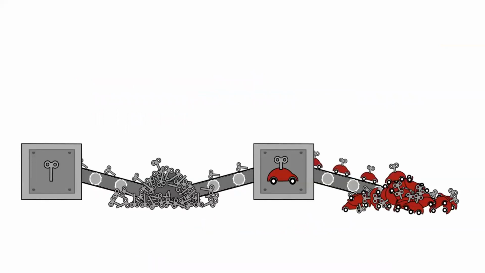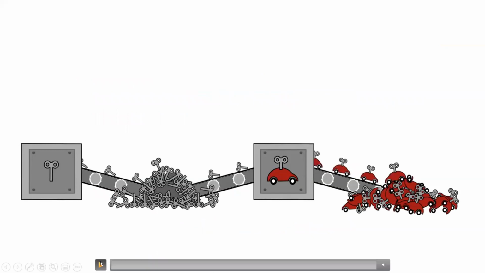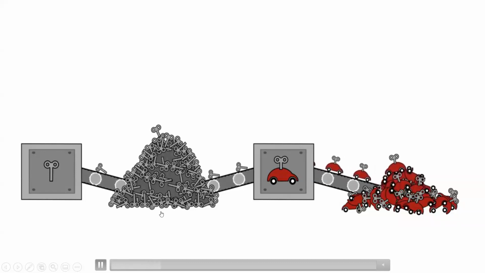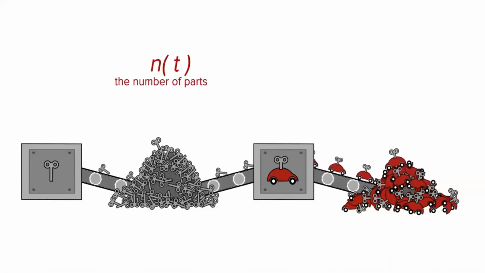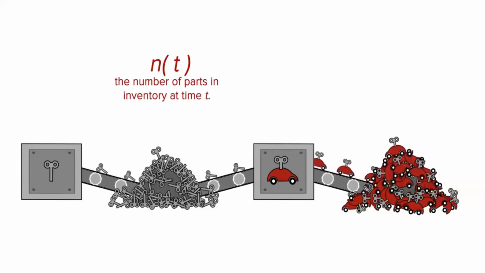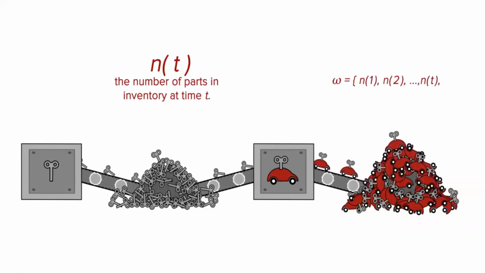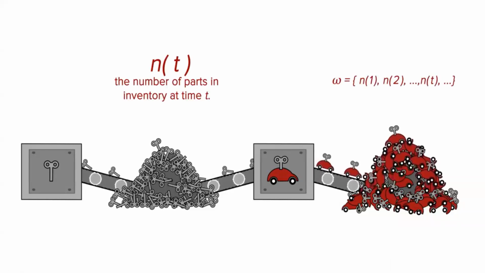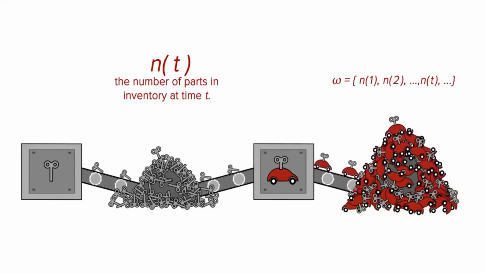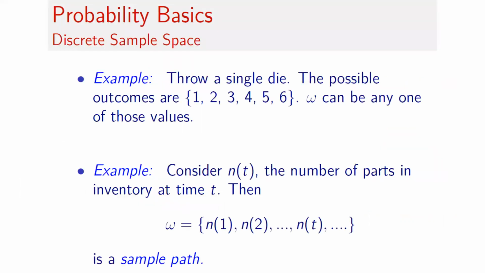Here's an example more related to manufacturing systems, and it's the same as what I said before. Let's say that N of T is the number of parts in inventory at time T. So lowercase omega is a set of numbers N of 1, N of 2, and so on. This is called a sample path, okay?